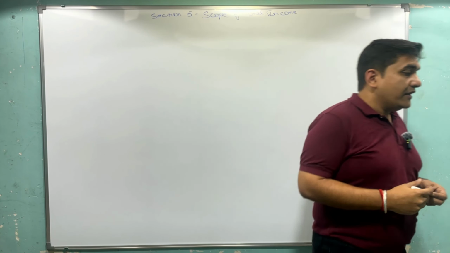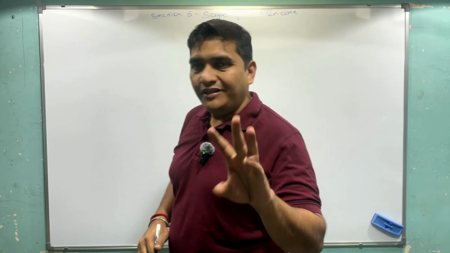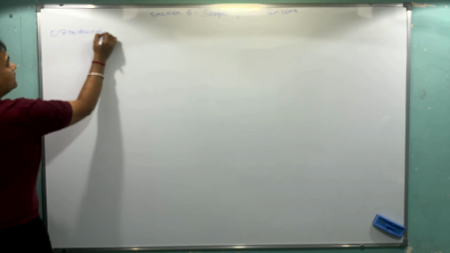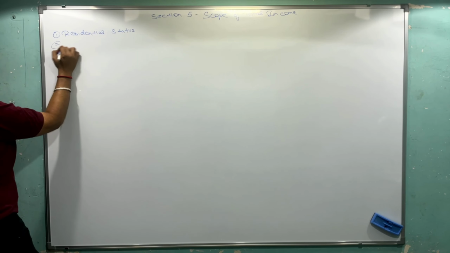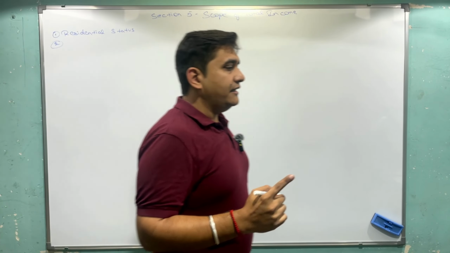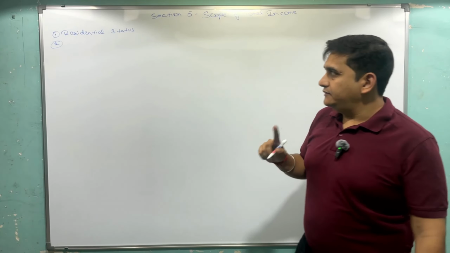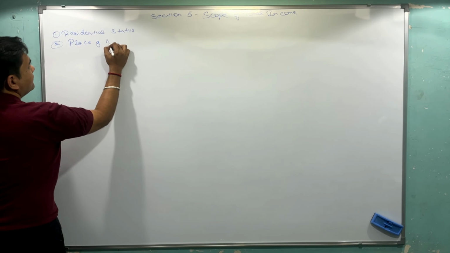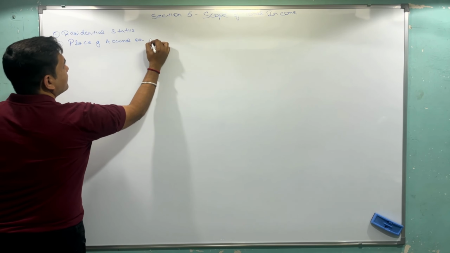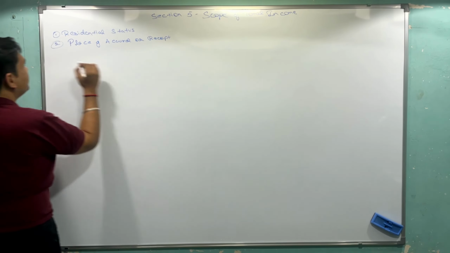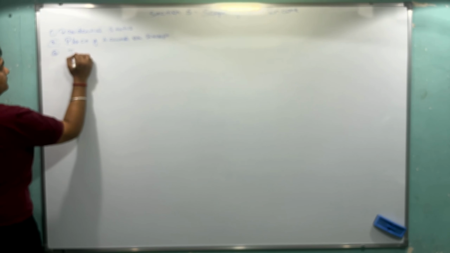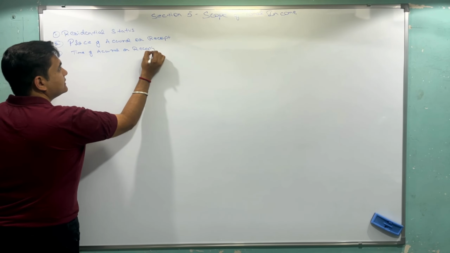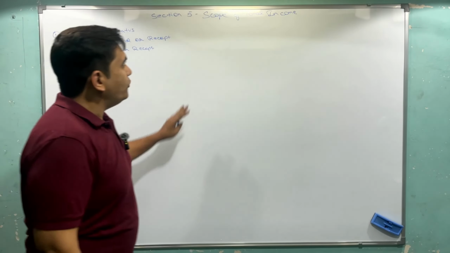So the scope of income depends on three major factors. One is your residential status. The second is the place of accrual or arising or receipt. And the third is the time of accrual or receipt, right? This is also very much important. So your scope of total income depends on these factors.